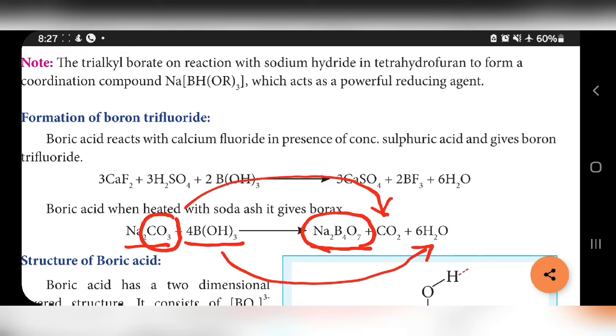Formation of boron trifluoride. So, in first reaction BF3 is obtained. In second reaction, boric acid reacts with soda ash, means borax is obtained, that is Na2B4O7.